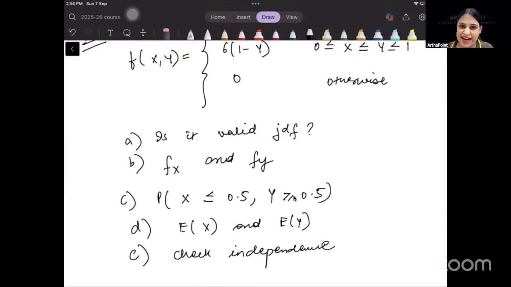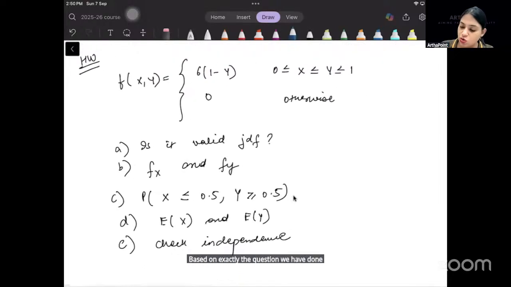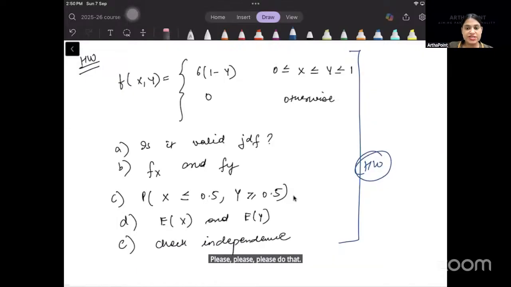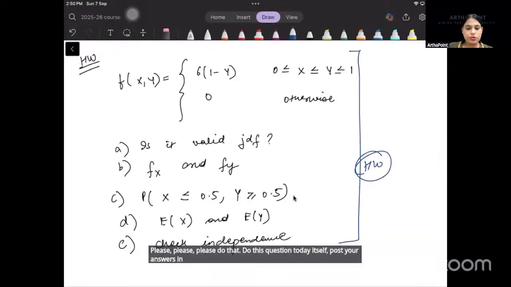Based on exactly the question we have done, but this is your homework question. I will make sure that I check your answers on Telegram group. Please do that. Do this question today itself. Post your answers in the Telegram group.